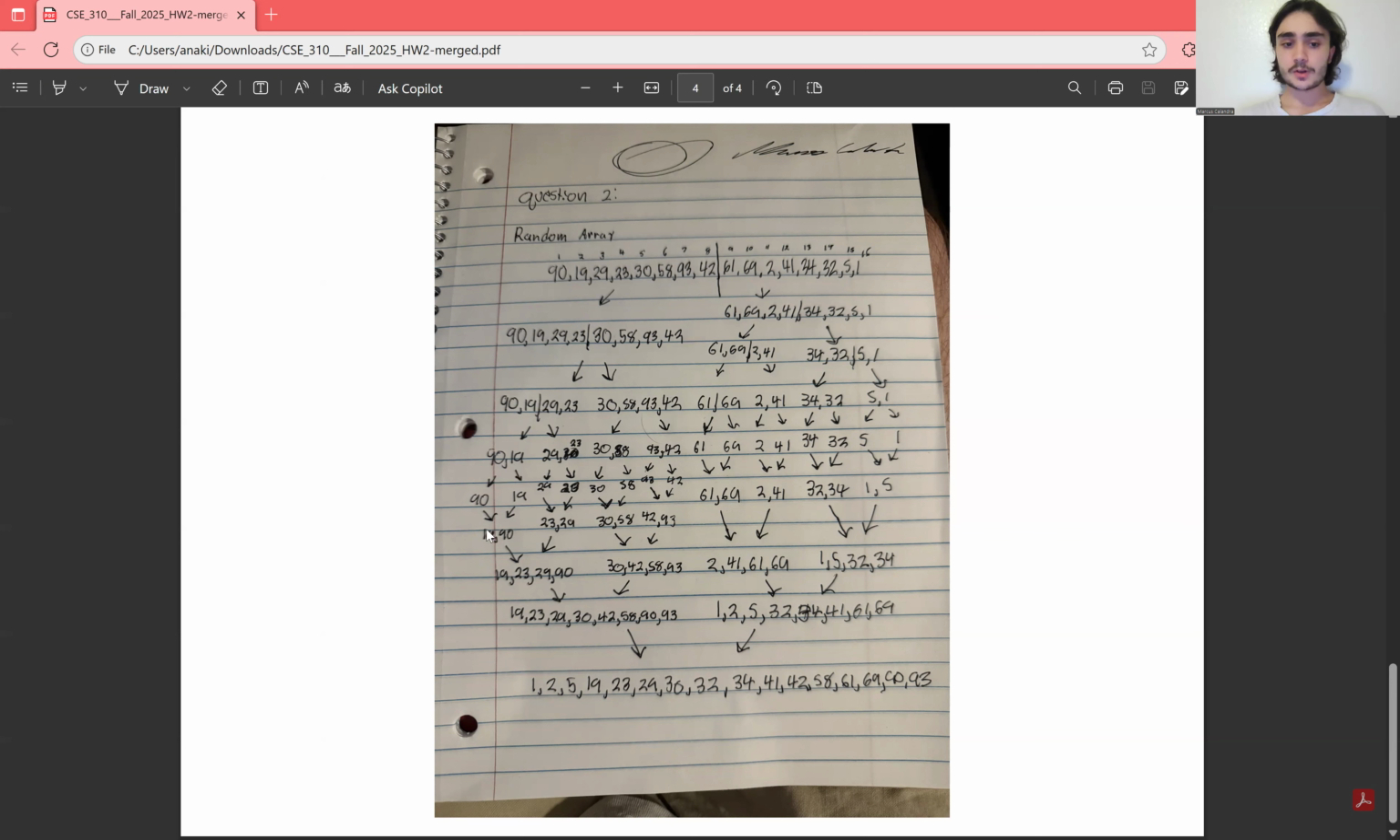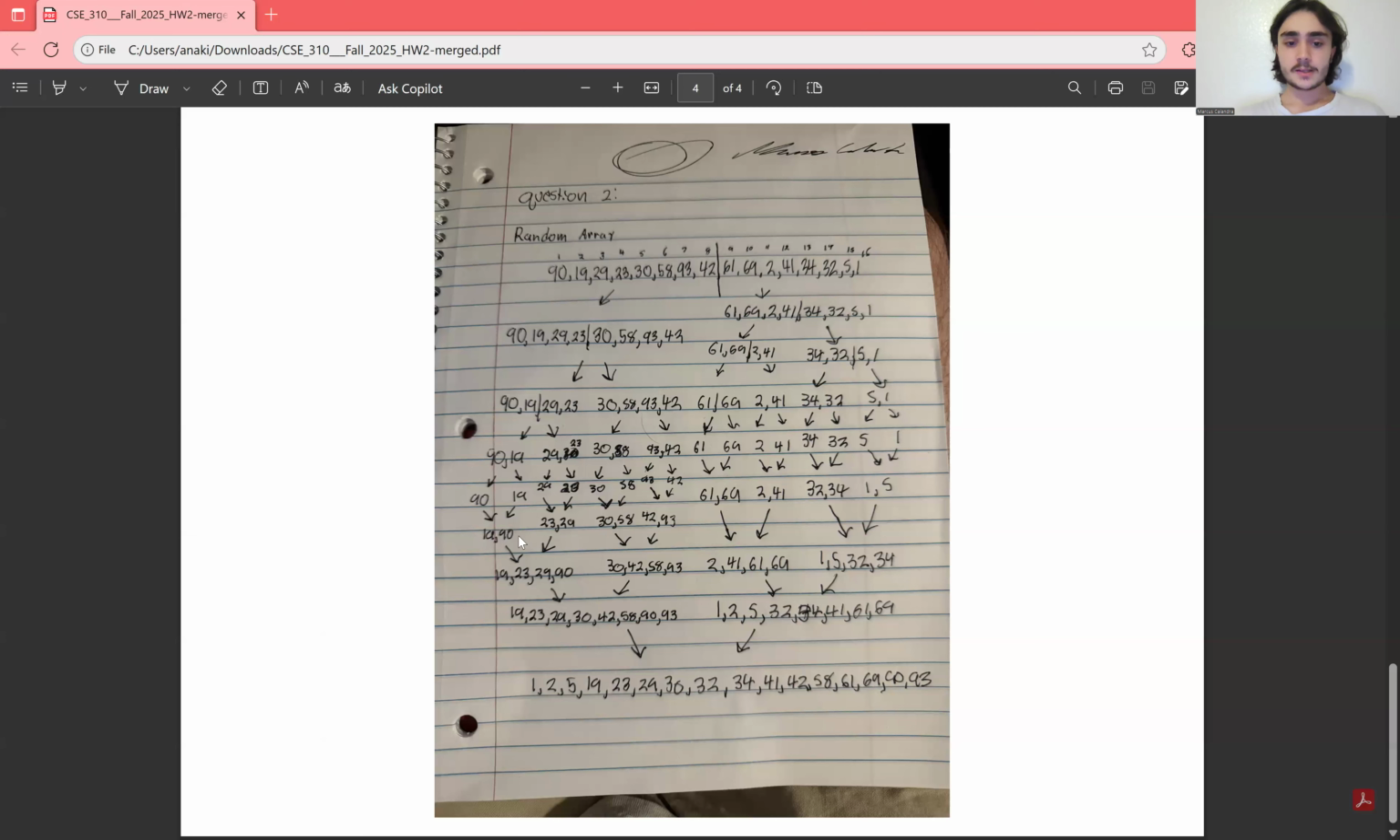We see which one's larger. So 90 and 19 becomes 19 and then 90, right? And then the same across all of that layer. After we get that, we get eight arrays of size two. Then once we have the eight size twos, we start to put them back together.